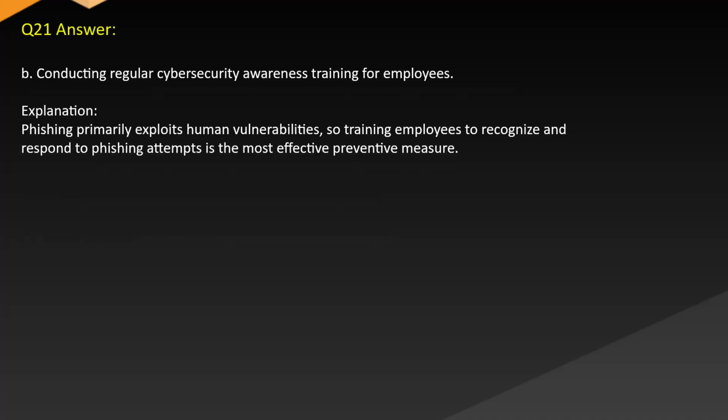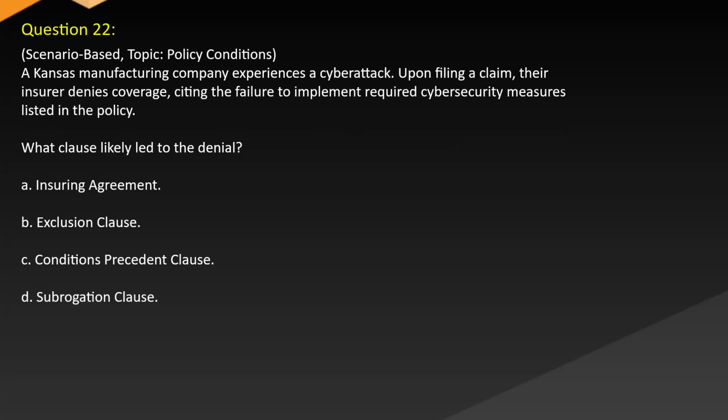Answer B. Conducting regular cybersecurity awareness training for employees. Explanation: phishing primarily exploits human vulnerabilities, so training employees to recognize and respond to phishing attempts is the most effective preventive measure. Question 22, scenario-based. Topic: policy conditions.